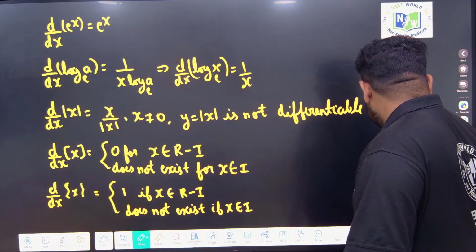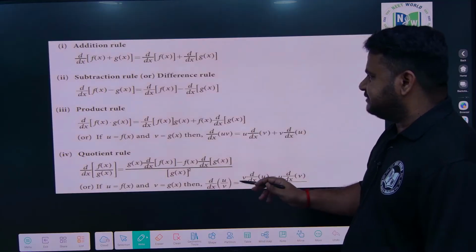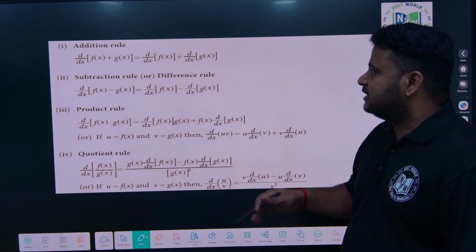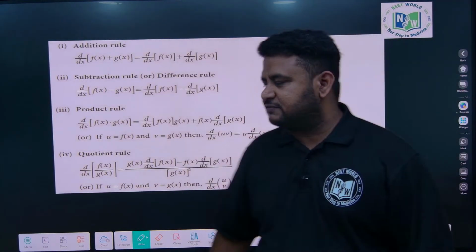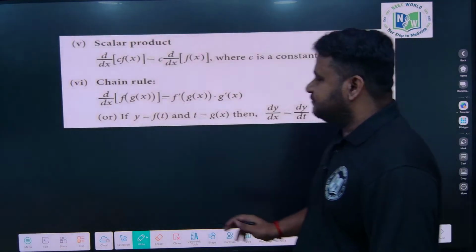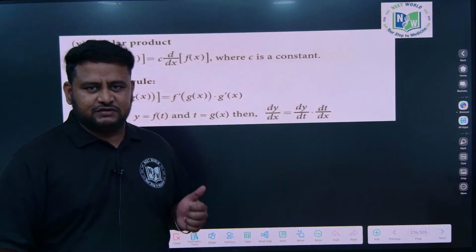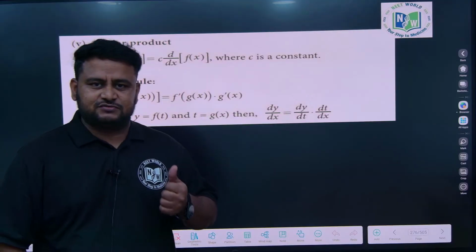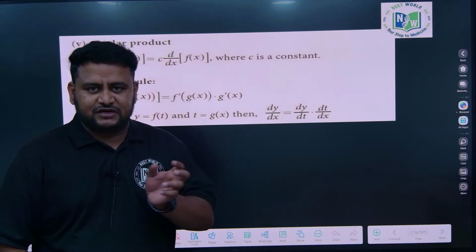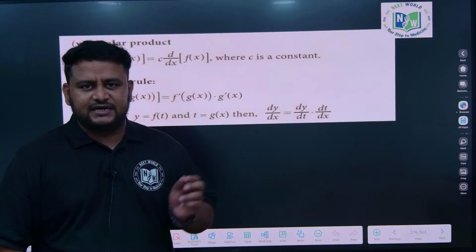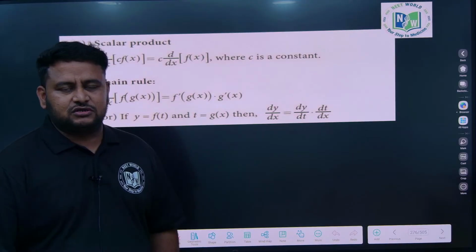And we also studied methods of differentiation: the addition rule, the subtraction rule, and the chain rule. Then we studied the product rule, which is also called the UV rule, and the quotient rule, which is also called the U by V rule. We solved some example questions based on those rules. When the function is given as a product, we apply the product rule, the UV rule. When the function is given as a numerator and denominator, we apply the quotient rule, the U by V rule.